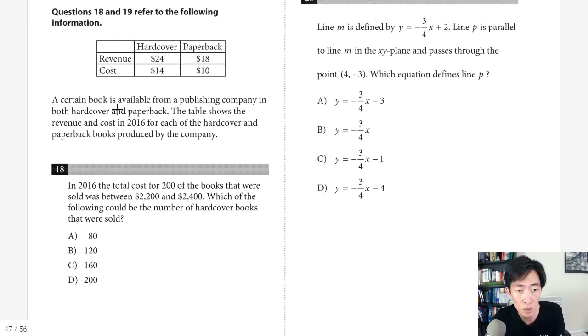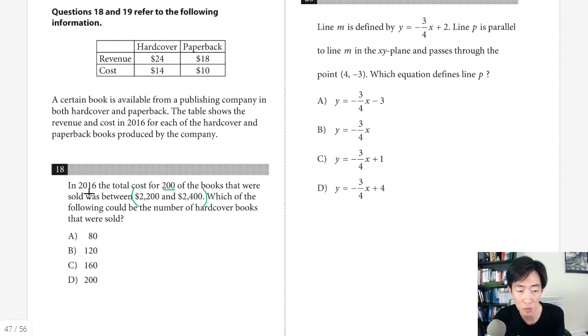Questions 18 and 19 are about this chart. A certain book is available from a publishing company in both hardcover and paperback. The table shows the revenue and cost in 2016 for each of the hardcover and paperback books produced by the company. A relatively straightforward chart. Question 18 says, in 2016, the total cost for 200 of the books that were sold was between 2,200 and 2,400. Which of the following could be the number of hardcover books that were sold?